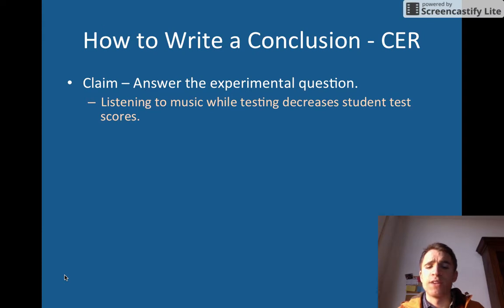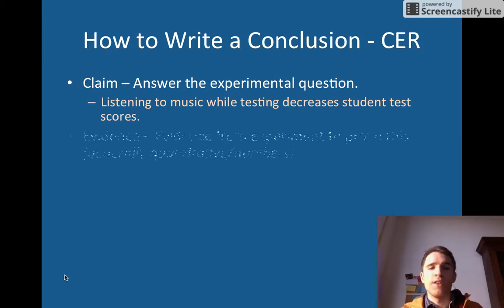If you were testing an experimental question that was something like, how does temperature affect reaction rate? Your claim would be, when I decrease temperature, reaction rate increases, or whatever you found in your experiment. Okay, so after you make your claim, then you've got to give evidence.